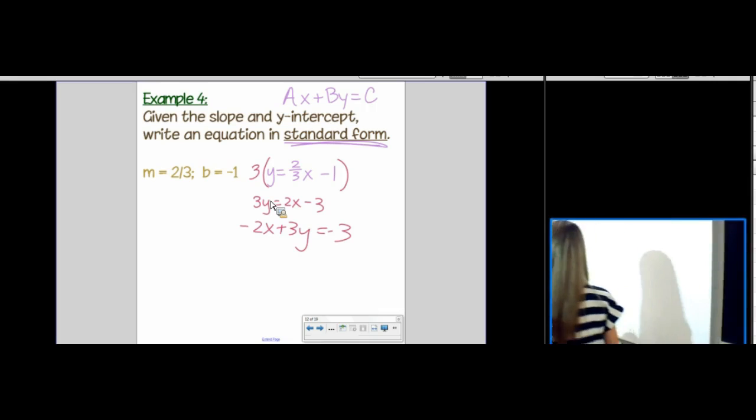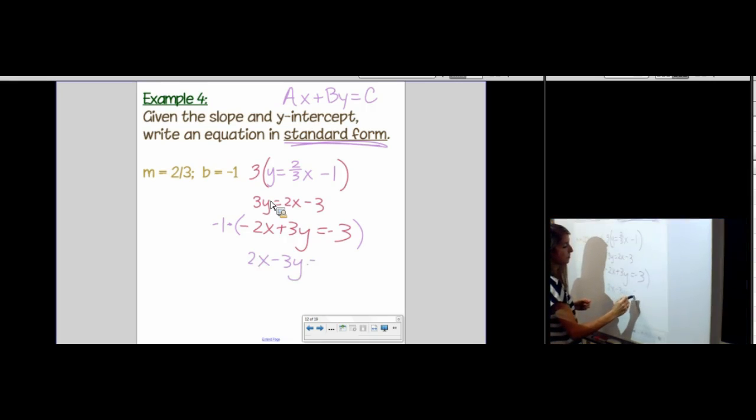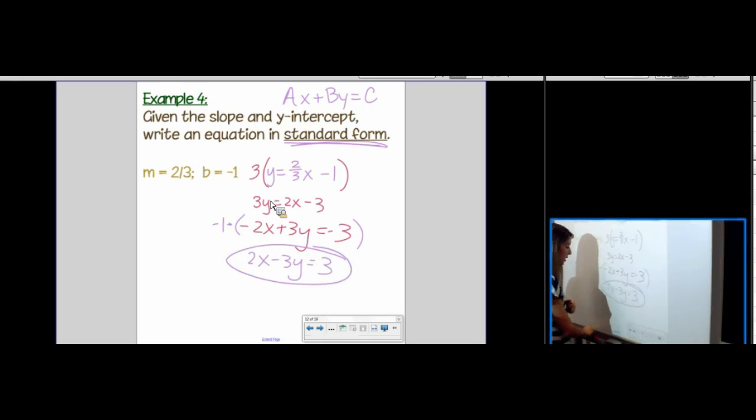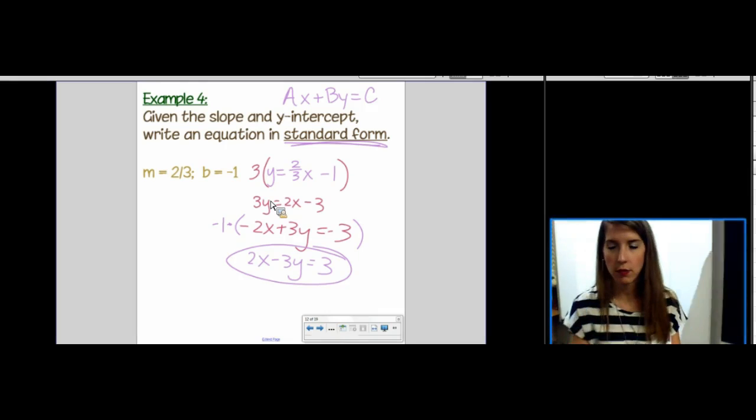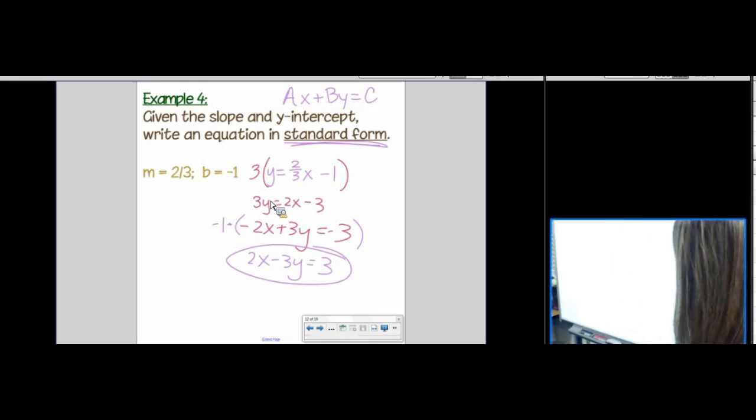All right, so to get rid of the negative, we multiply everything by -1 technically, but you're really just changing the sign. Final answer, 2x minus 3y equals 3. Good. Good job, guys.